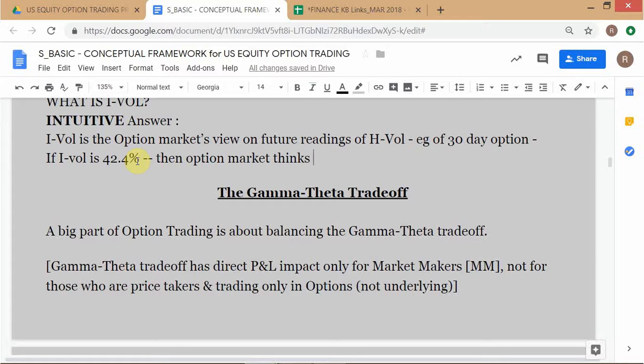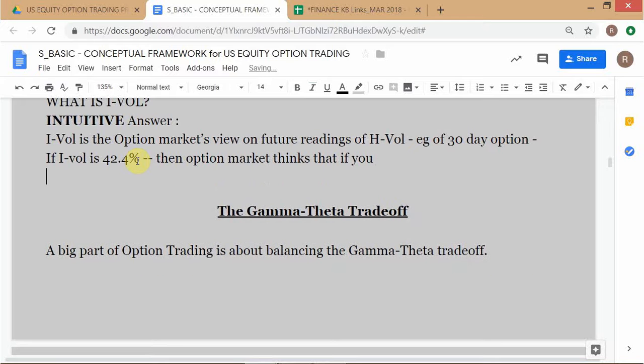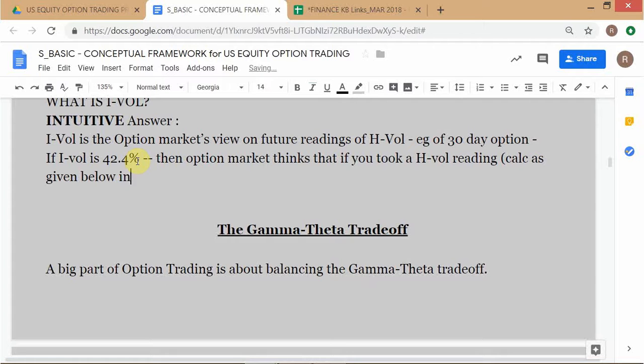Now the option market could be wrong. Let me just give you this crude explanation that I gave, but I think it gives you a picture of what the option market is actually saying: that if you jump in a time machine, and if we write it like this, let's make it a little more elegant, that if you took an HVol reading, calculated as given below in Hull-Basu, the method mentioned further down in the notes, the proper way of taking HVol calculations.